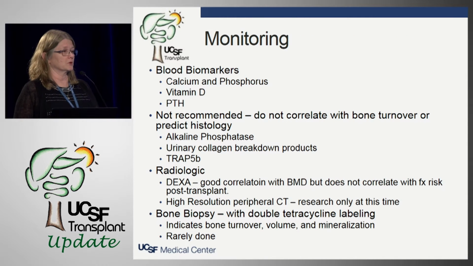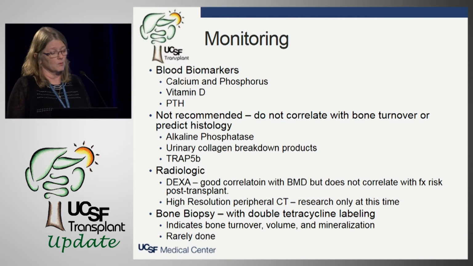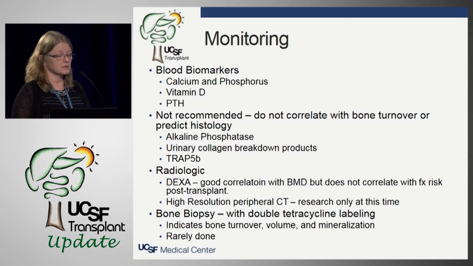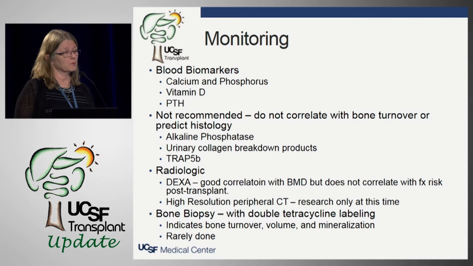So what are we supposed to do? What are we supposed to monitor? We can look at blood markers, calcium and phos, it's on all of our standing orders, vitamin D, PTH, all on our standing orders. Who's supposed to manage this, though? They get to be a couple, 3 years out. Are we supposed to manage this? We need your help. We're not exactly sure who should be managing this, but I think we need to be paying attention to it. Not recommended, because it does not correlate with bone turnover, are alkaline phosphatase, urinary collagen breakdown products, or TRAP5B.